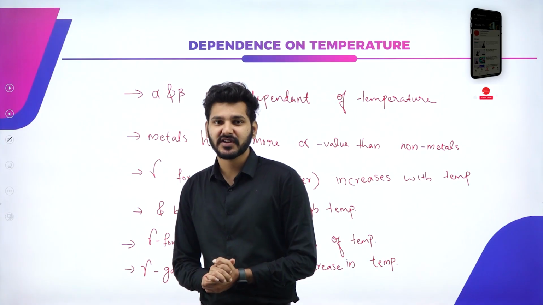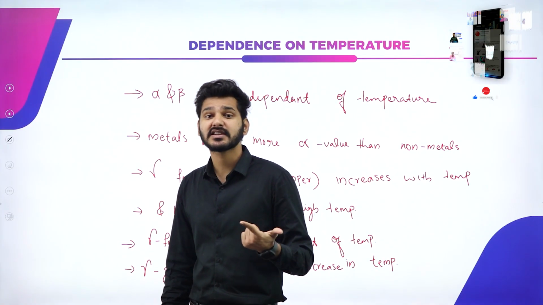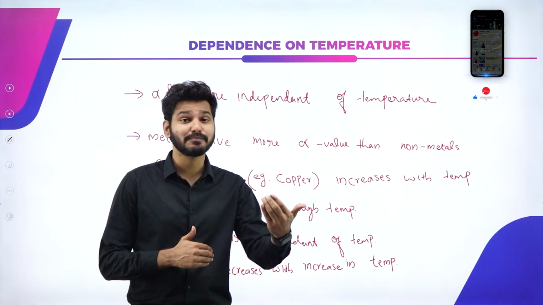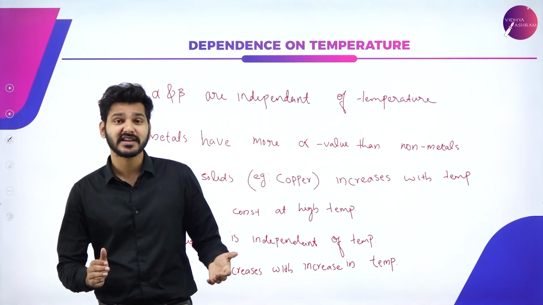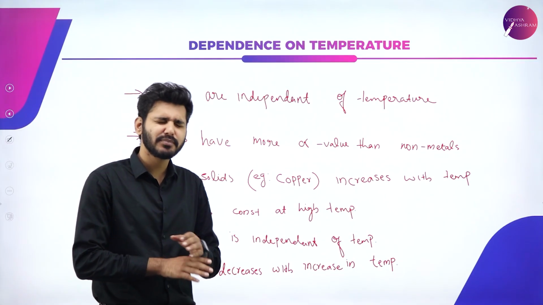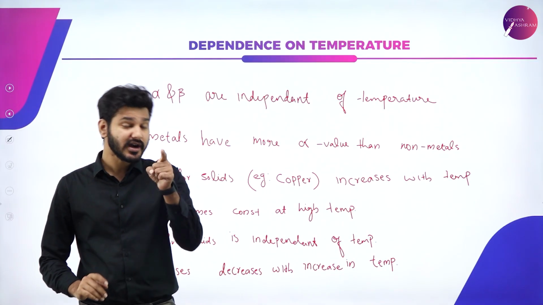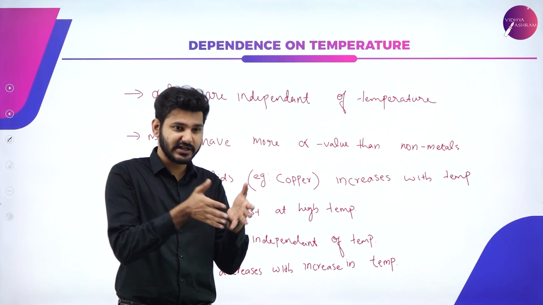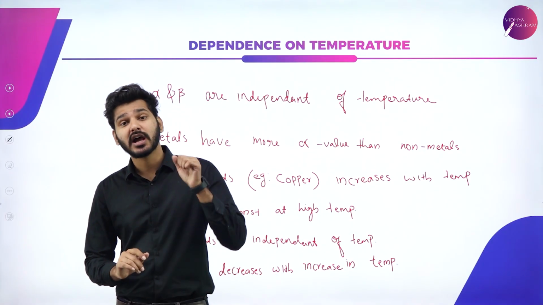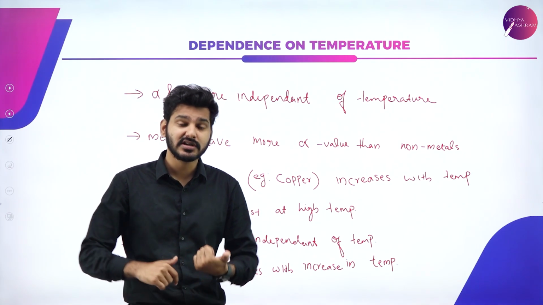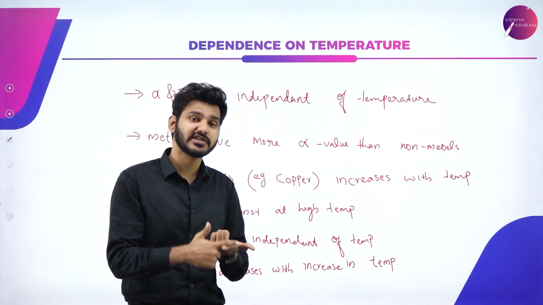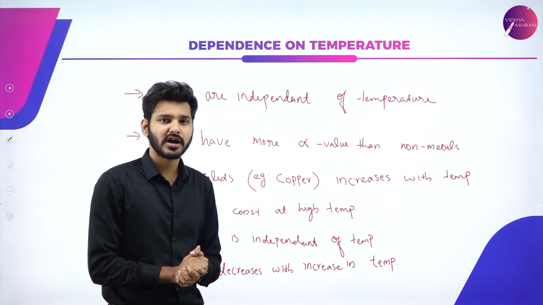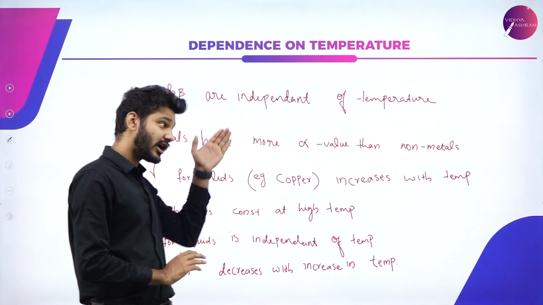So in the previous classes, we discussed both alpha, beta and gamma. Now we are going to discuss what their dependence on temperature actually is. So we can say that alpha and beta are completely independent of temperature, but gamma is actually dependent on temperature. In very short words, gamma is only affected by temperature in solids and in gaseous forms, while in liquid form it is also independent. But for the sake of writing, we'll write it down in bullet points.